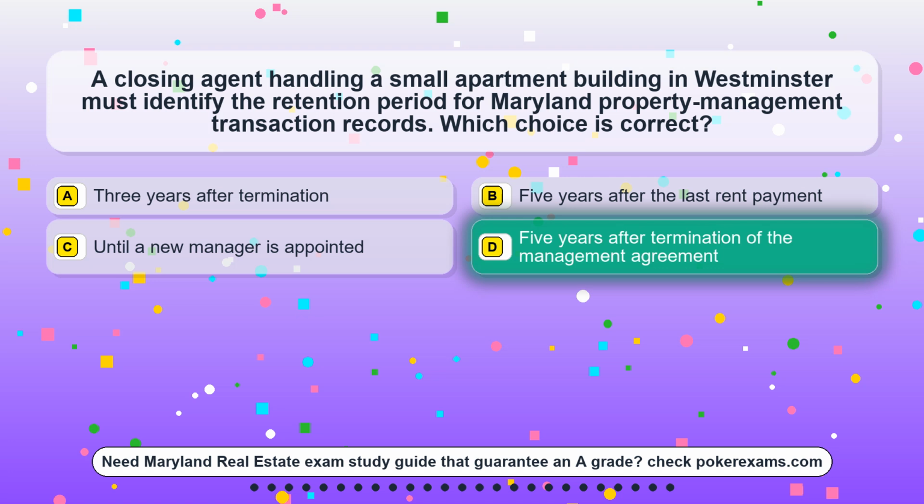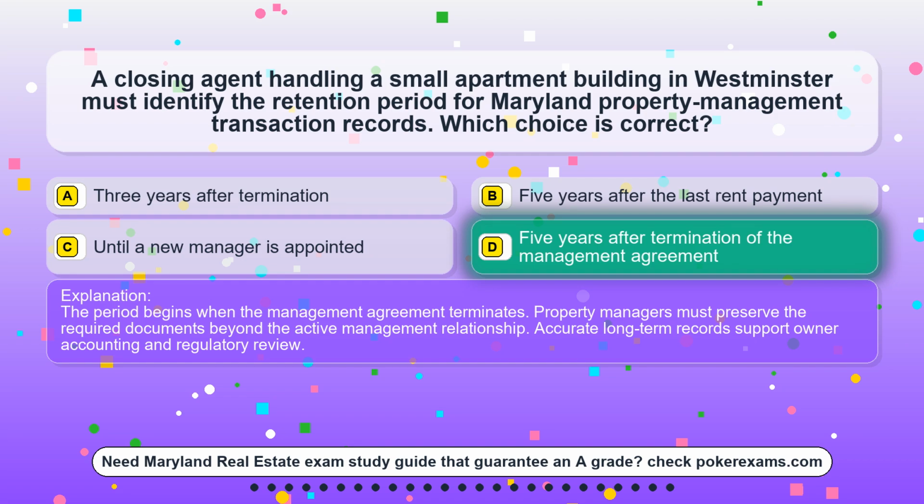The correct answer is option D, 5 years after termination of the management agreement. The period begins when the management agreement terminates. Property managers must preserve the required documents beyond the active management relationship. Accurate long-term records support owner accounting and regulatory review.